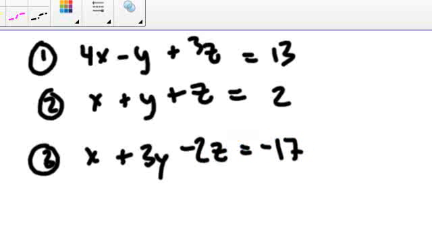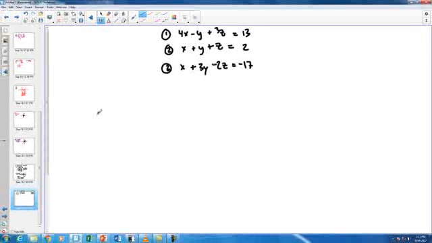Alright, so I want to try to find a way to eliminate some variables. And you might see some reasons to get rid of x, some reasons to get rid of y, some reasons to get rid of z. But when I look at this right here, a negative y and a positive y, that's a gimme. It's just going to happen right away.